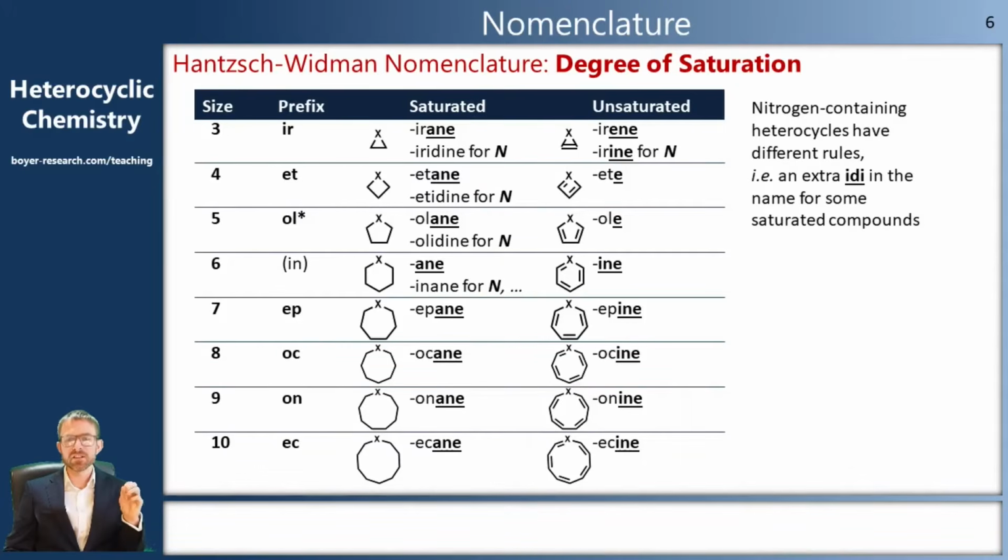However, nitrogen gives us some problems. So for nitrogens, we use slightly different names, often with an extra -id in the name. So for 3 members, instead of irane, it's an iridine. For 4-membered saturated heterocycles, it's an etidine for nitrogen. For 5-membered saturated heterocycles, it's an olidine. For 6-membered heterocycles with nitrogen, it's an inane. And finally, for 3-membered unsaturated heterocycles with nitrogen, it's an irine, so spelled slightly differently.